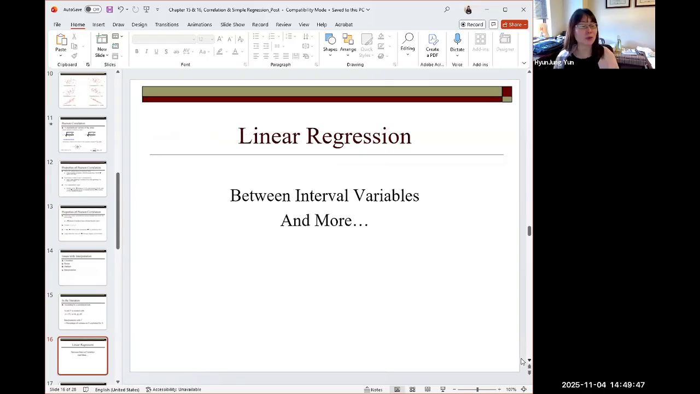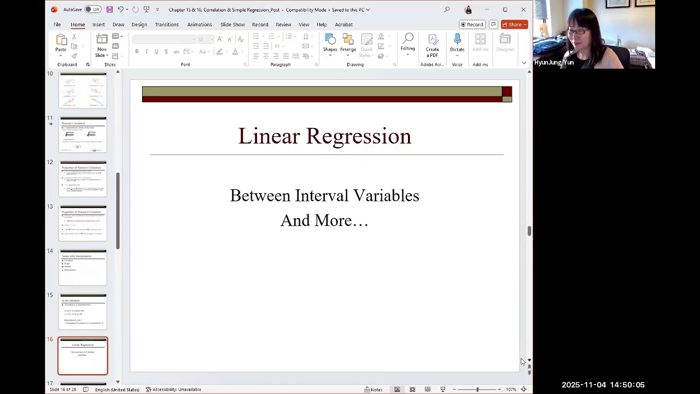So now let's move on to linear regression. Before we move on to linear regression, is there any question about the correlation test? No? Okay, it's clear? Okay, great.